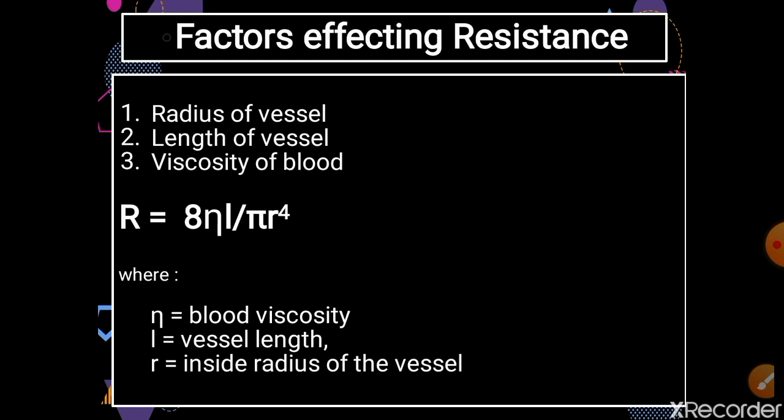As can be seen in this formula, resistance is directly proportional to viscosity of blood. As the blood becomes more viscous, the friction within the layers of the blood increases and overall resistance to the blood flow increases. Now, what is the effect of length of vessel on the resistance? As the length of the vessel increases, resistance increases, because now the layers of the blood have to cover a greater distance.